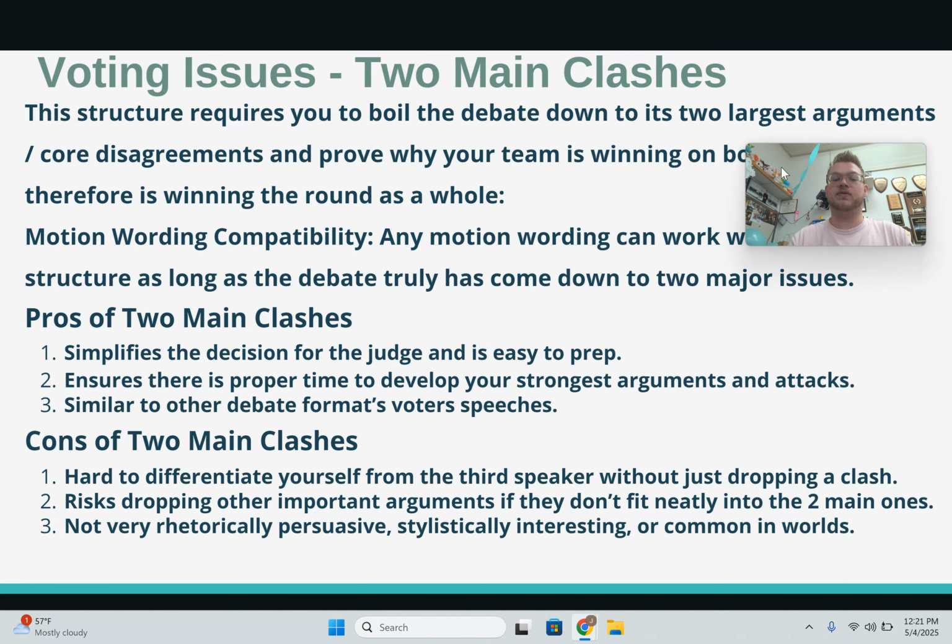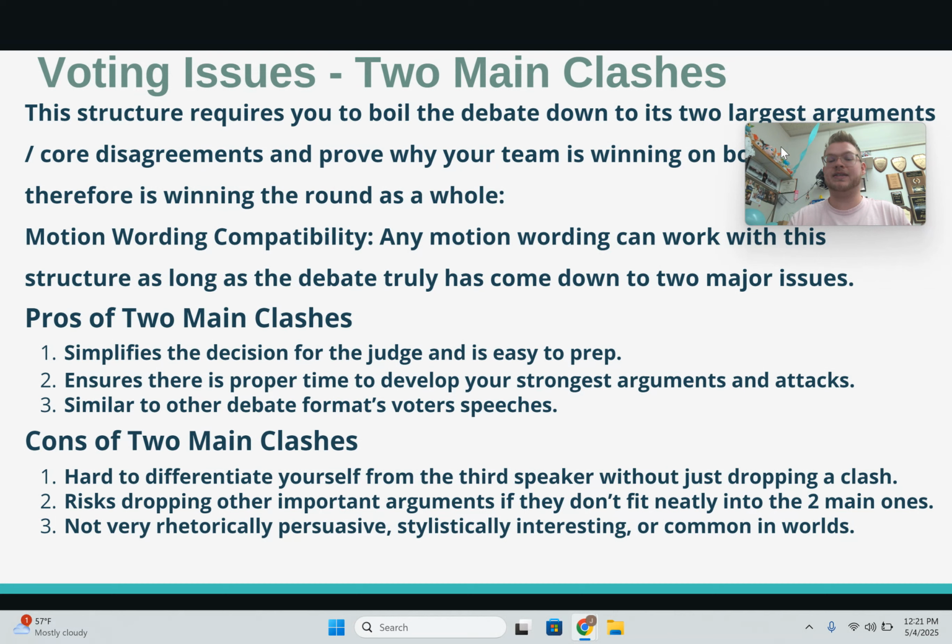Now, the pros of two main clashes is that it simplifies the decision for the judge and it's really easy to just pick the two most important arguments. It ensures that there's proper time to develop your strongest arguments and attacks, and it's similar to other debate formats like PFLD and policy voter speeches. You can also pick your opponent's strongest argument as one clash and your strongest argument as one clash, which really helps make sure that you're getting through all those responsibilities and goals of a reply speaker we talked about before.